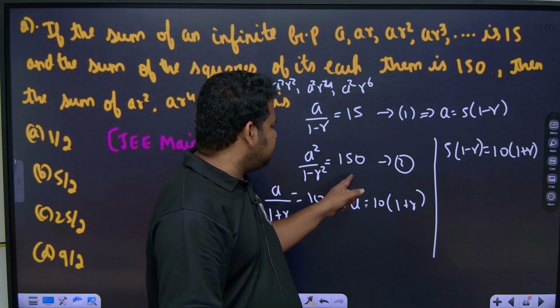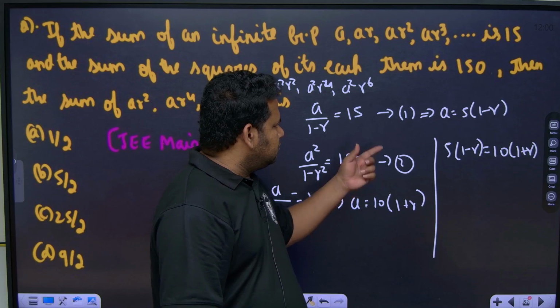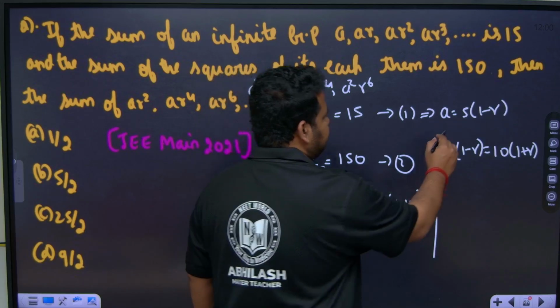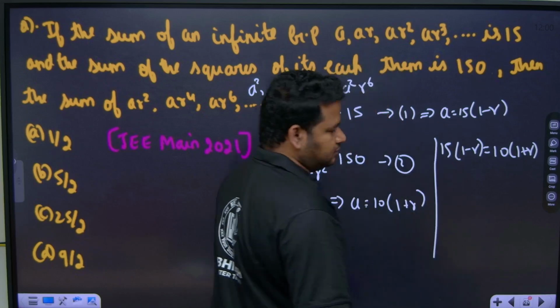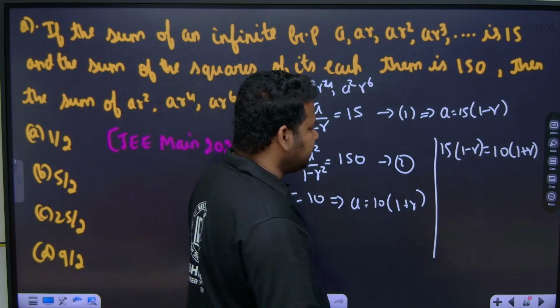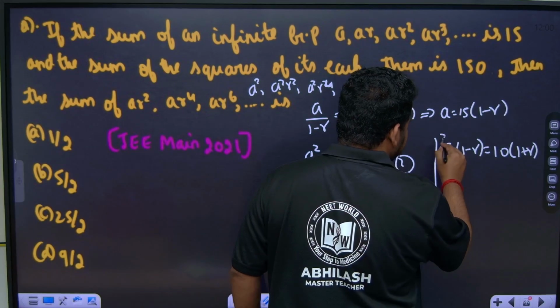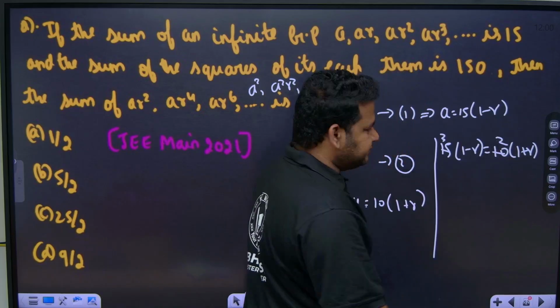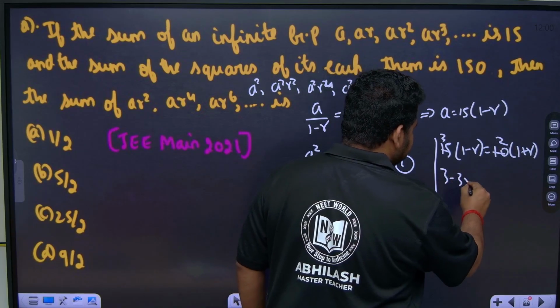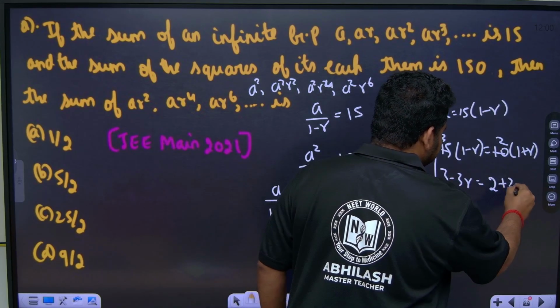Which one? 15 by which one? First, A is equal to 15. Okay, fine, 15 times (1 minus r). But this you understood? Now what can I do here? Here only I can write, 5 threes are 15, 5 twos are 10, so I can divide. So this will be 3 minus 3r is equal to 2 plus 2r.